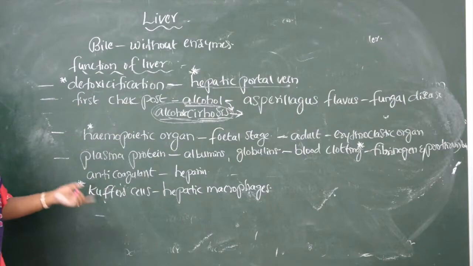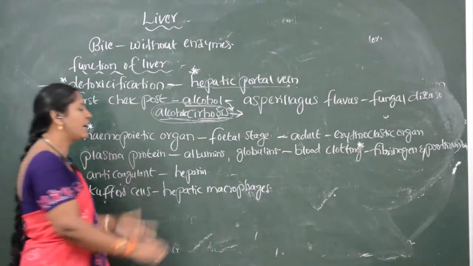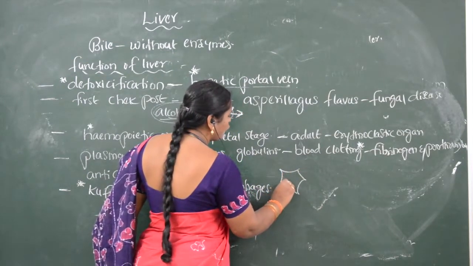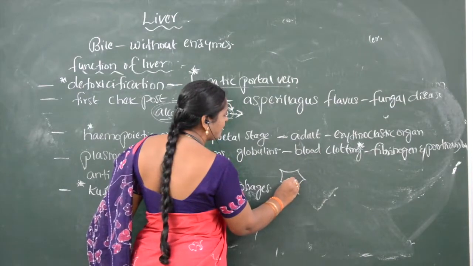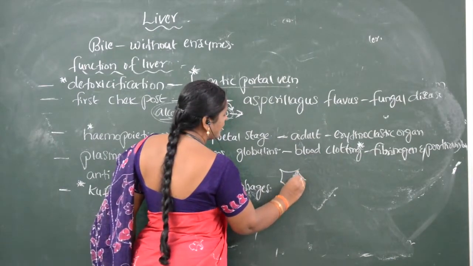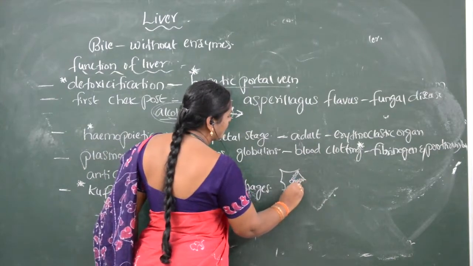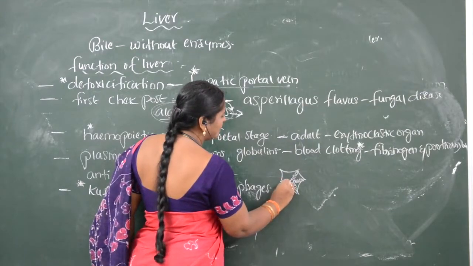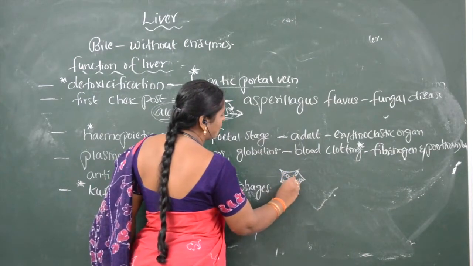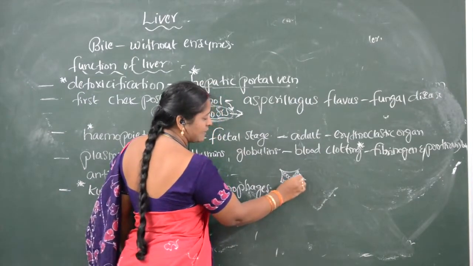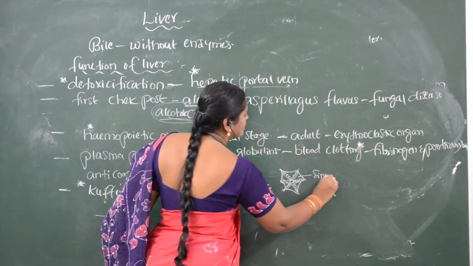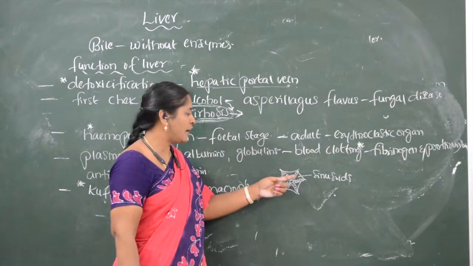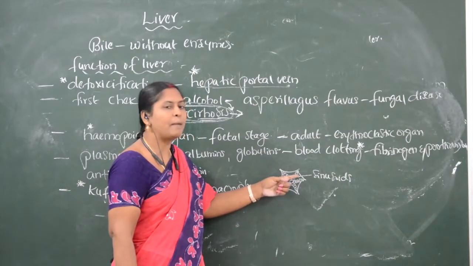Kupffer cells are the cells which are present between the sinusoids. As I have already said, children, the liver lobule is hexagonal. This is the central vein, and we said hepatic cords. Hepatic cells are arranged in the form of hepatic cords. In between these hepatic cords, a space is present. This space is called a sinusoid. What is meant by sinusoid? A sinusoid is nothing but a space present between the hepatic cords.